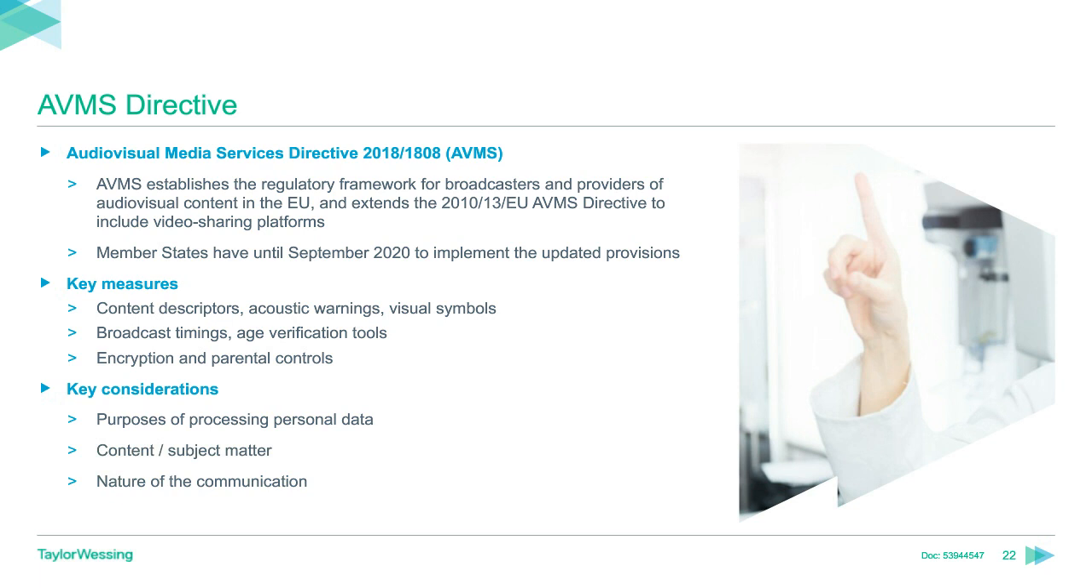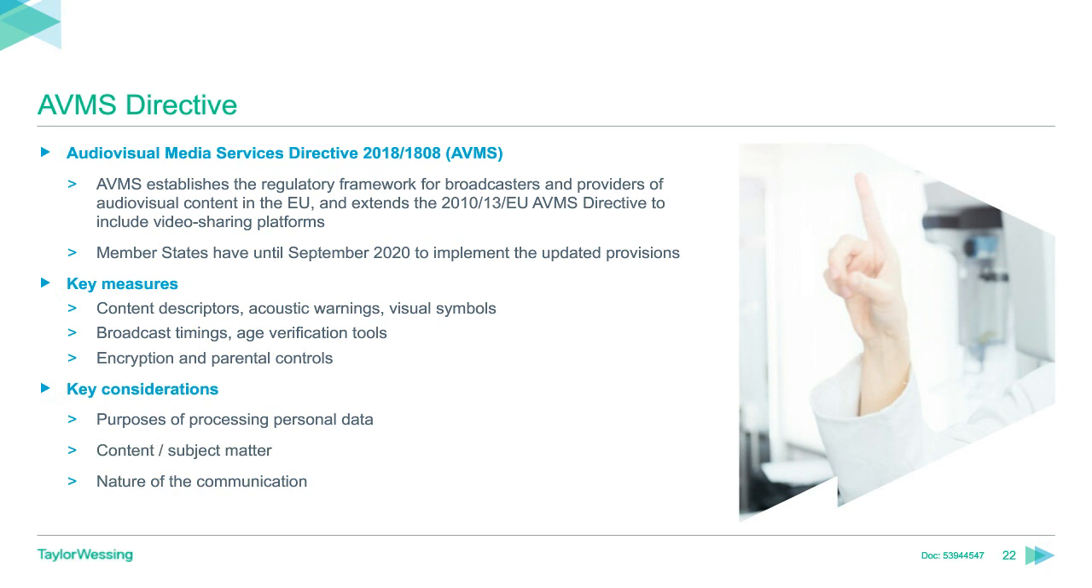I'll briefly summarise key points from the AVMS, which is strong on child protection. The member states have to ensure that media service providers provide sufficient information to viewers about content which may impair the physical, mental, or moral development of children. This may include measures like content descriptors, acoustic warnings, and visual symbols, which describe the nature of content.